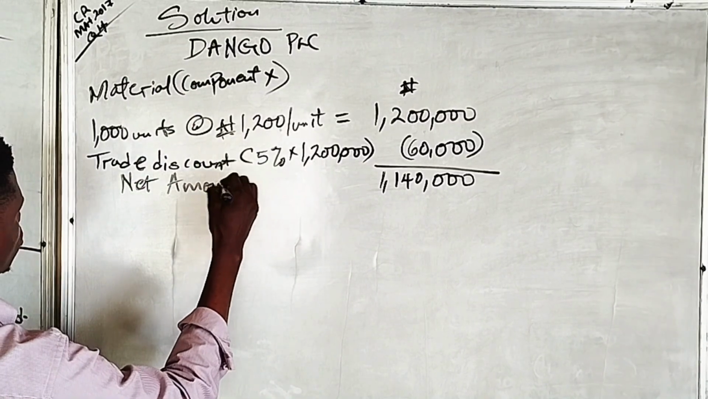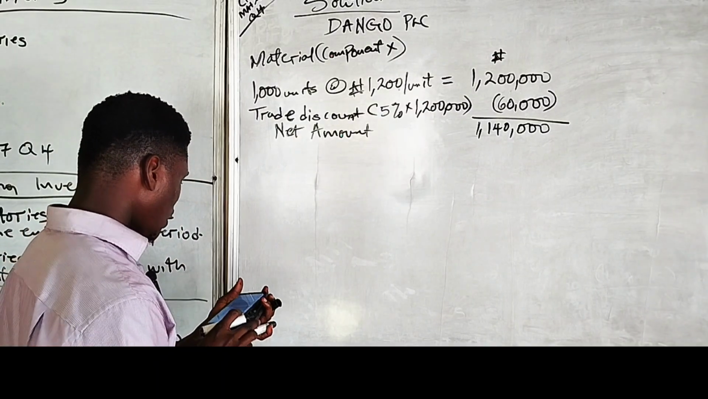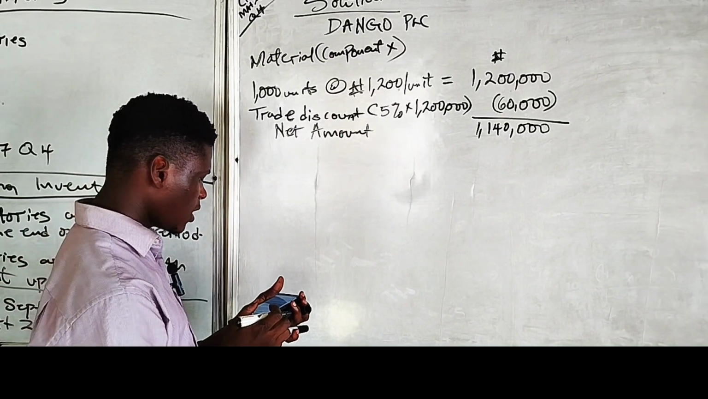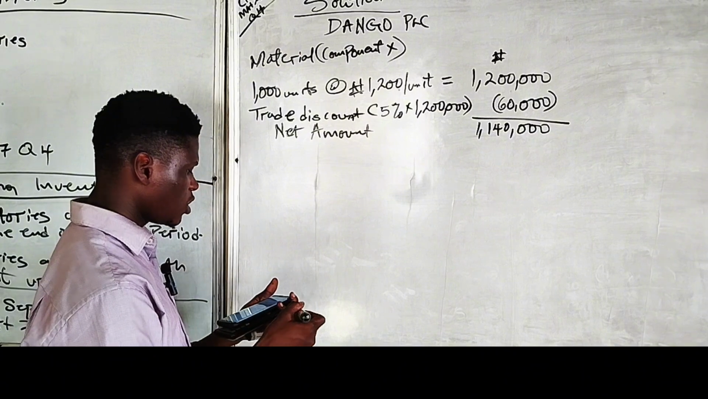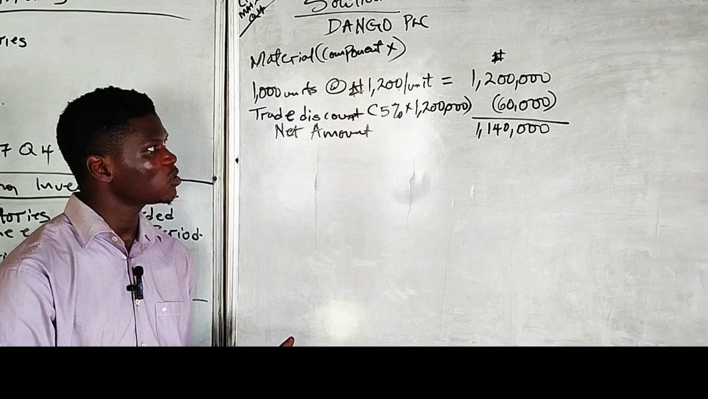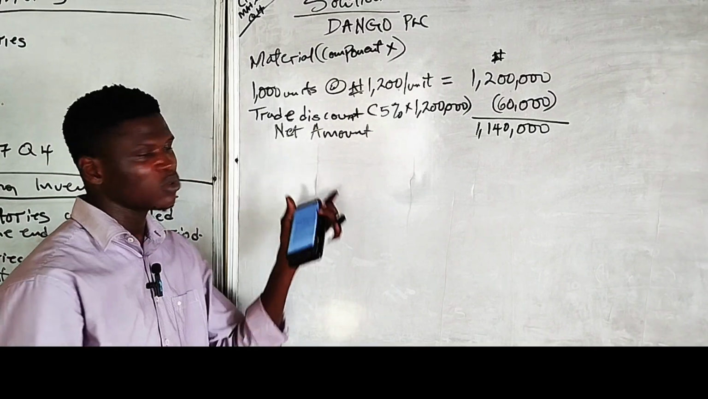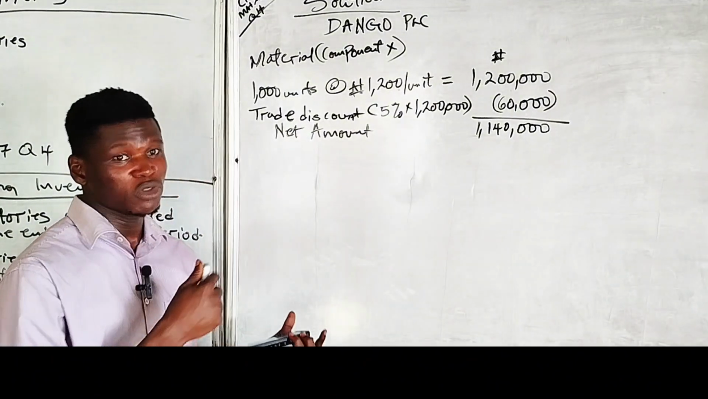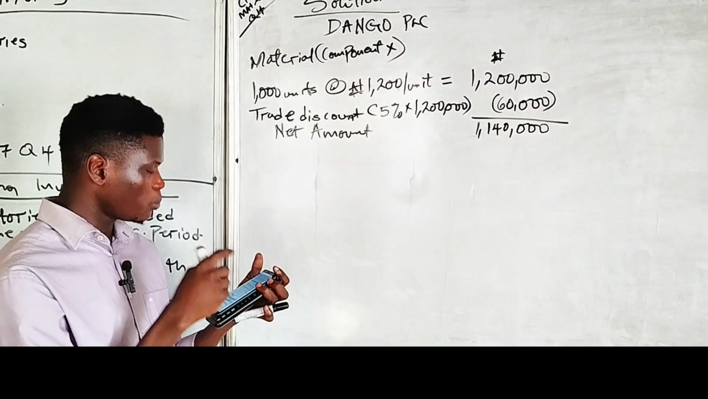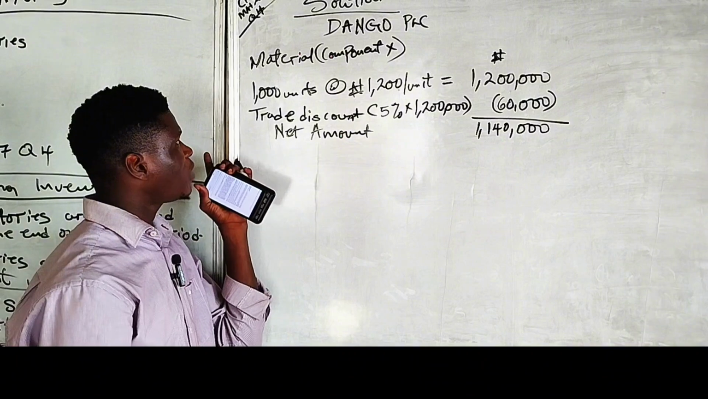So continuing with the question, it says that the supplier offers an early settlement discount of 2% for payment within 30 days, and Dango PLC intends to achieve this. This offer of 2% is a cash discount. Cash discount is not an expense, neither is it an asset. So it should not even come as part of the cost of the asset. It is an income which should be recognized in the statement of profit or loss of Dango PLC. So the cash discount of 2% is not to be recognized as part of the cost of component X.